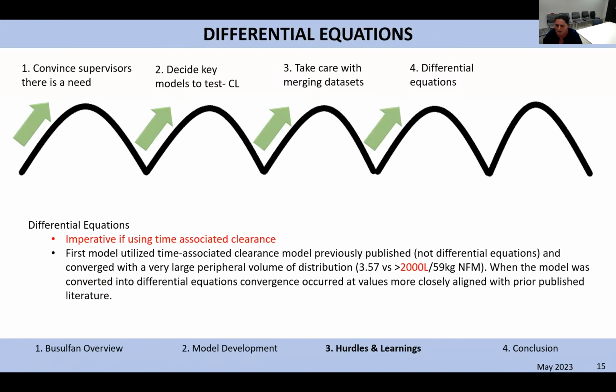It chose a value that was very high. It was greater than 2,000, and that was considerably higher than what was in the literature. And as soon as we changed it to differential equations, so no other changes, just changing it to a differential equation, it was able to converge at a value which was much more closely aligned with prior literature.